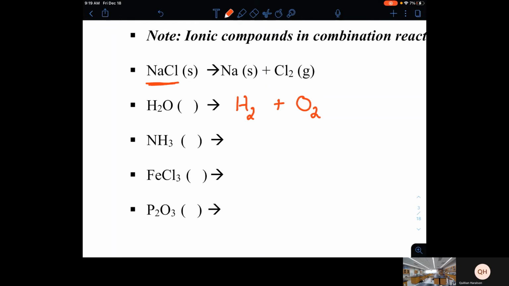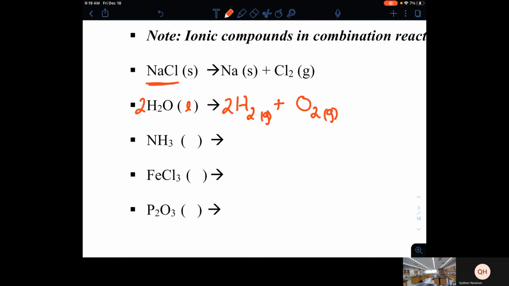For water, we'll put a liquid here. For hydrogen, it's going to be a gas, and then it's just going in here and balancing this one out. So if I look at it, I need a 2 here and also a 2 right here. And I'm done.